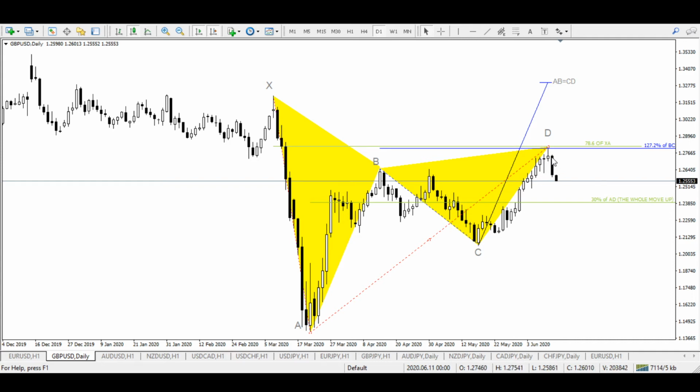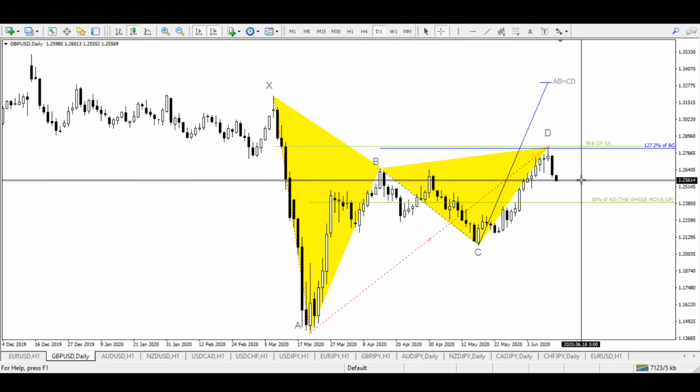Today what we see, yesterday, this one, and we already have this ABCD, this XABCD Gartley, or you can simply say classical ABCD. So right now the technical setup is bearish, candle patterns are bearish. The minimum target of the Gartley is this 30% of the whole move from A to D, 30% of AD, and price is moving down.